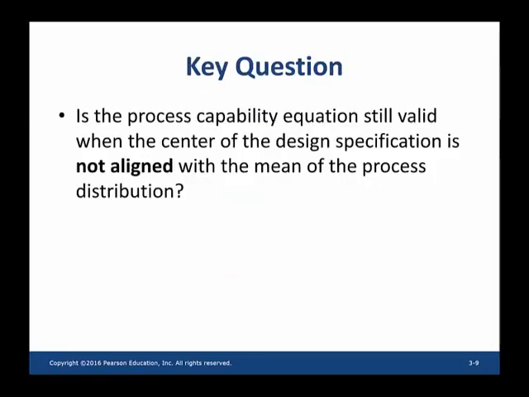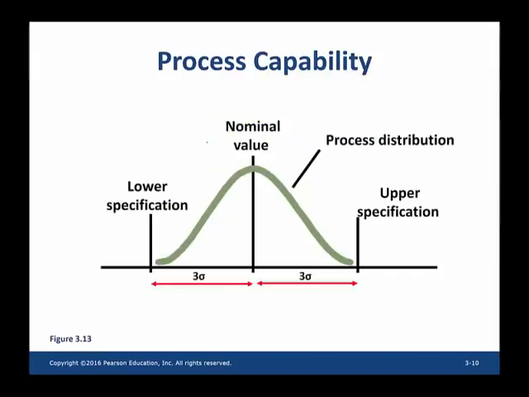Key question: is the process capability equation still valid when the mean of the process distribution and the center of the design specification width are not aligned? Short answer is no. So let us take a simple example. In this case, the 6 sigma distance is contained within the design width, so the process is capable. Let's take a look at what happens if the process distribution is shifted to the right. So that is the direction of the shift.